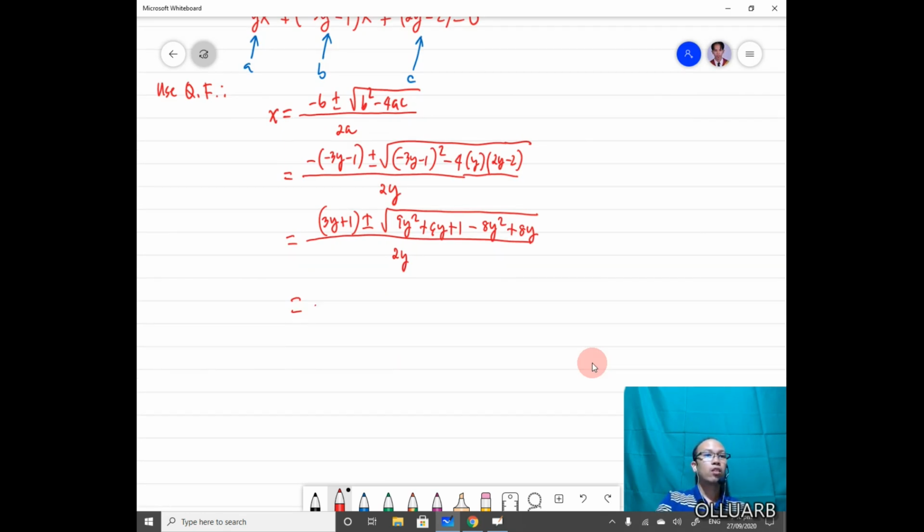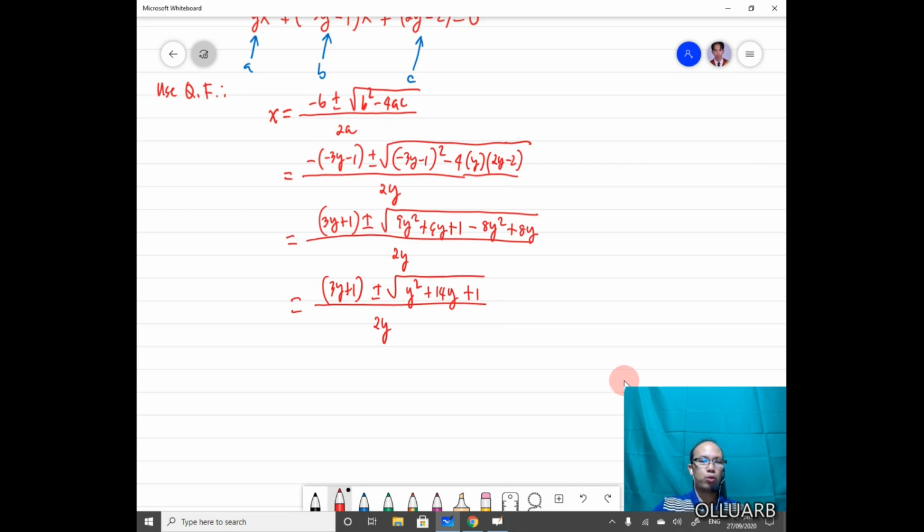Let's simplify further. Plus or minus the square root of y squared, and then 9y squared minus 8y squared, combining like terms, we have 14y plus 1, over 2y.